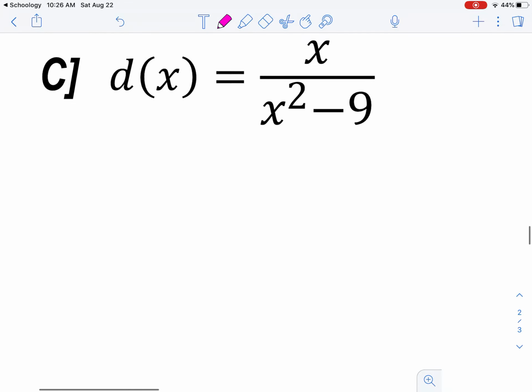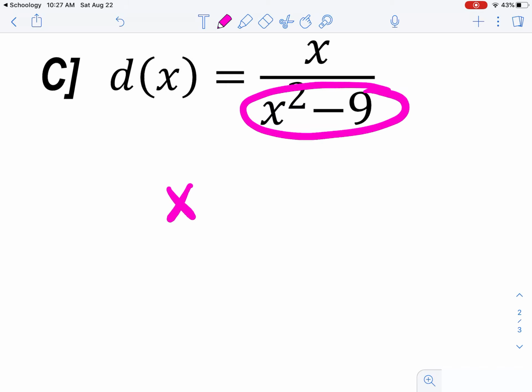All right. Next one right here. Are there any restrictions? Yes. There's a denominator.